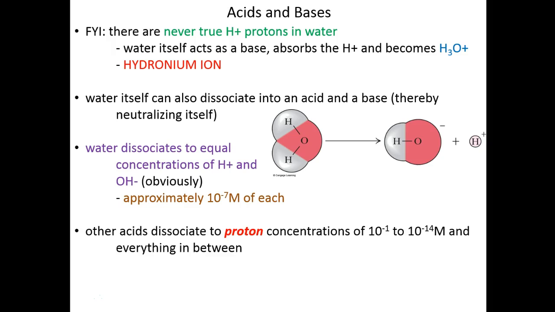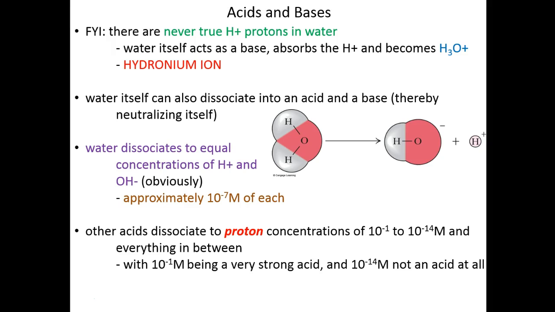And the concentration of free hydroxide ion per water molecule is about 10 to the minus 7th molar as well. Other acids dissociate to proton concentrations as high as 10 to the minus 1 or as low as 10 to the minus 14. And we can get everything in between. Strong acids would, of course, be more towards the 10 to the minus 1. They give up lots and lots of protons. And very, very weak acids, obviously, are going to be more in the range of 10 to the minus 14. They really don't want to give up their protons at all.